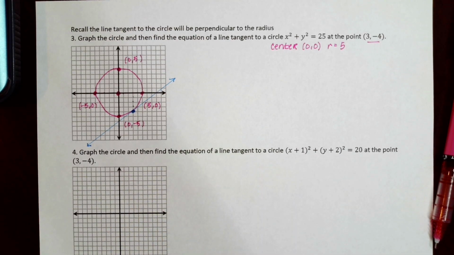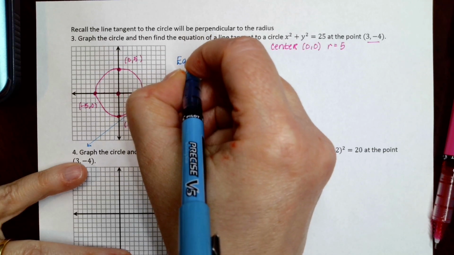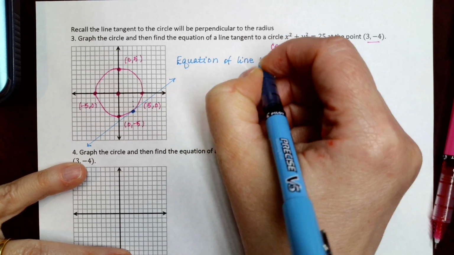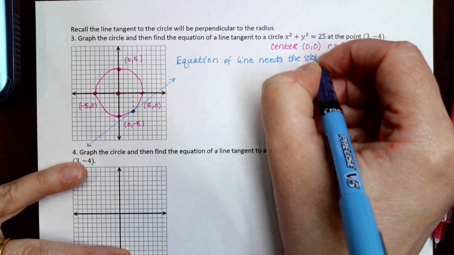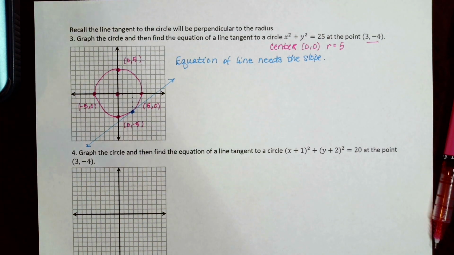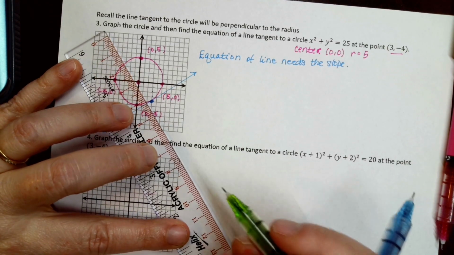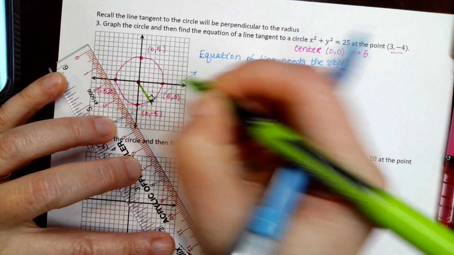You might recall that in order to write the equation of a line, I'm going to need at least a point and a slope. We're not going to get the slope from our graph, because my graph is not accurate. It's just to give me an idea of what I'm looking for. Instead, we recall that the radius to the point of tangency hits at a right angle. This is what I know, that there is a right angle created there.